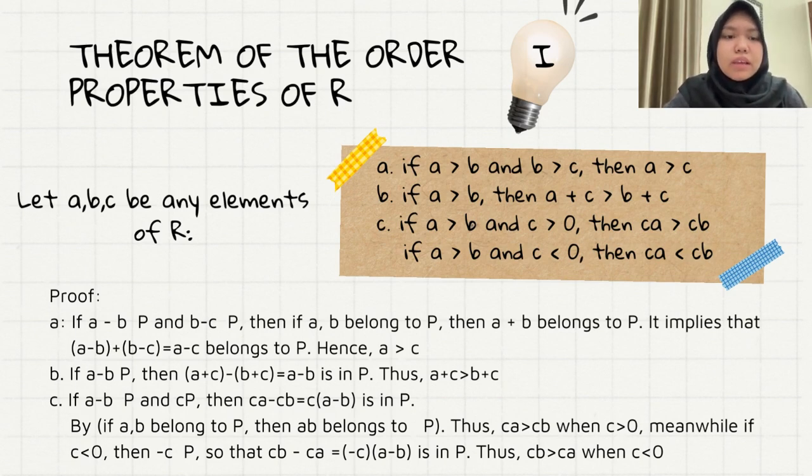By if a, b belong to P, then ab belongs to P, thus c times a is more than c times b when c is more than 0. Meanwhile, if c is less than 0, then minus c is in P, so that cb minus ca is equal to minus c times a minus b is in P. Thus, c times b is more than c times a when c is less than 0.